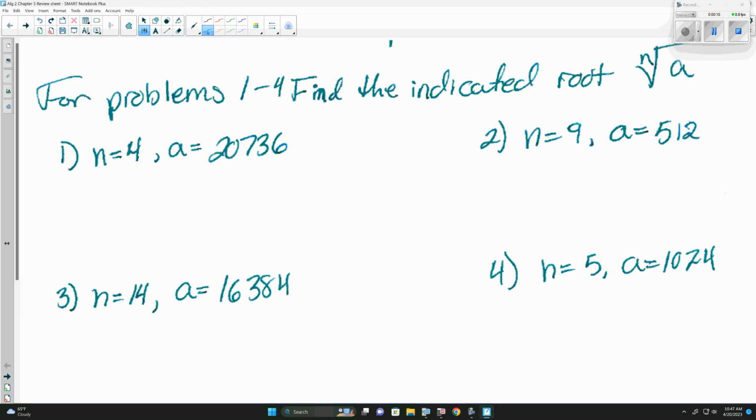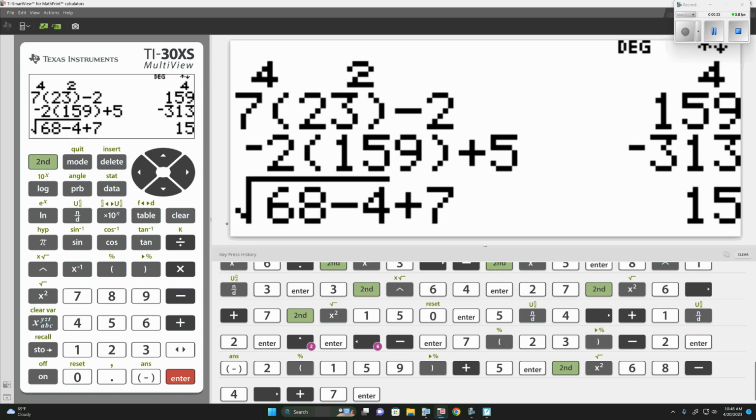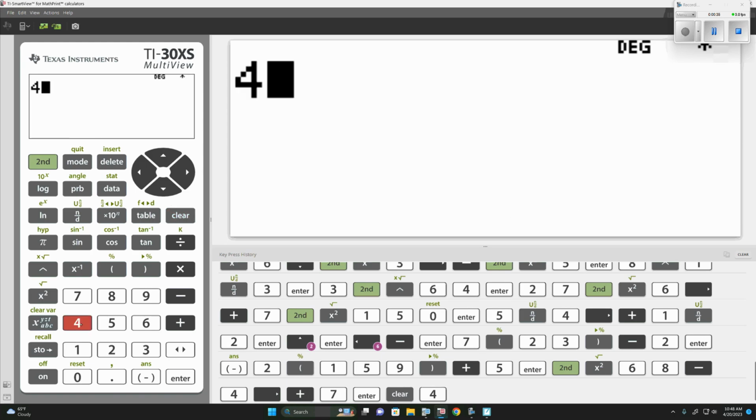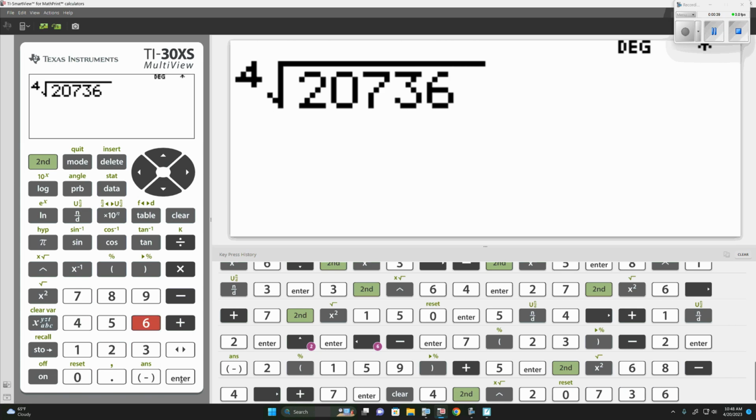All right, guys. We're going to go on and start looking at the review sheet today. For problems 1, 2 through 4, we want to find the indicated root, the nth root of A. For the first one, we have the 4th root of 20,736. At this point, we could plug it into either calculator. So we can say 4th root of 20,736, which is 12.